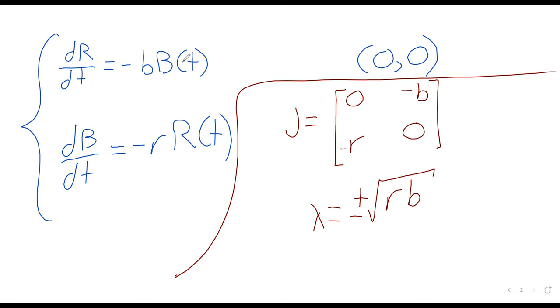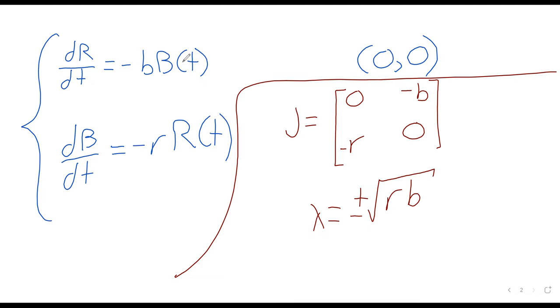So this fixed point is a saddle. It's unstable, and we do not expect in general to actually see mutual annihilation, which we don't. I mean, if you look at military history, it's very rare for two armies to just kind of grind each other into nothing.